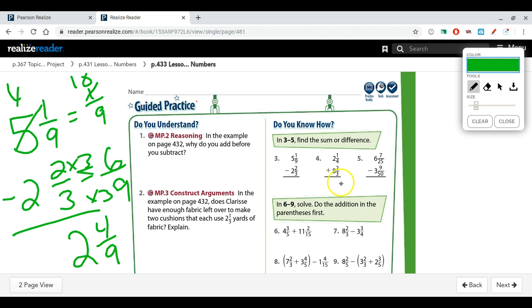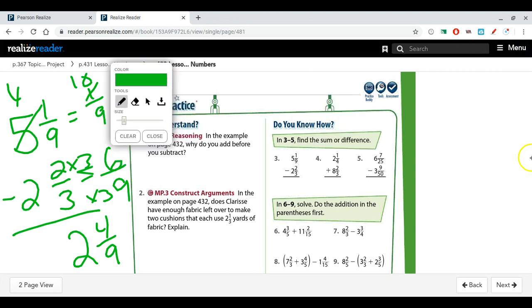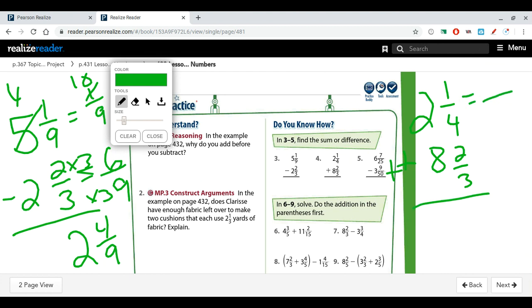Okay. Number 4. So when we take a look at number 4, we have 2 and 1/4 added to 8 and 2/3. Ooh, bad color choice on this one. So again, remember that I'm adding. Common denominator is going to be 12.